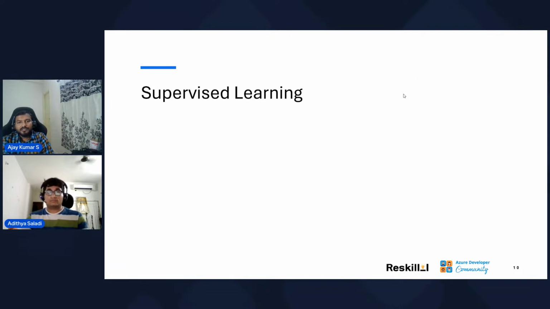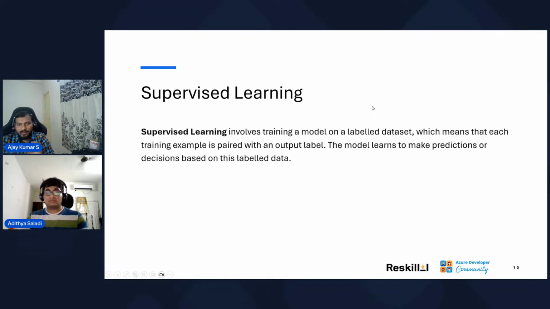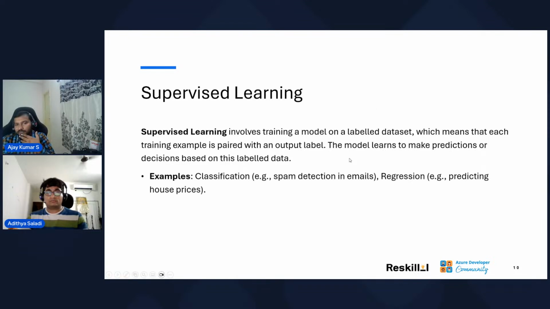So coming to supervised learning, like I said, it involves training a model on a labeled data set. The labeled data set is something where you have identification of this data classified as a particular example, right? For example, let me show you an example of what supervised learning is. Let's say there is a spam detection tool.